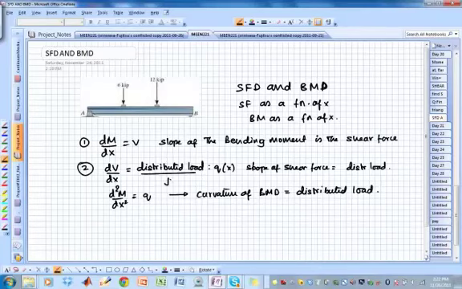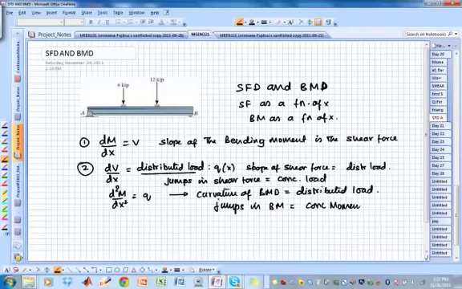Also, jumps in shear force equal concentrated load. Jumps in bending moment equal concentrated moment. Here upwards is positive, and here clockwise is positive. So what I mean is, if I have a concentrated moment which is clockwise, then there will be a corresponding jump in the bending moment diagram which is up. Okay, so we will see these examples.